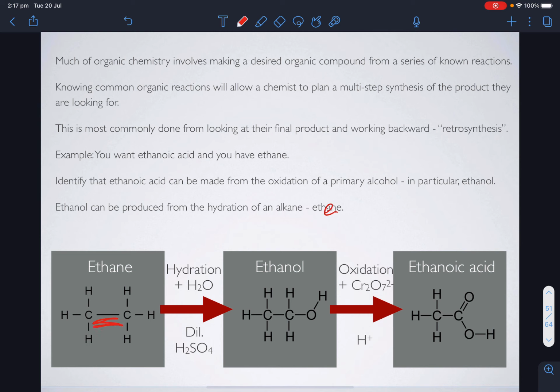I should change that. So if I had ethene, let's say I could buy that off the shelf. What I know then is working forwards that I can do a hydration reaction to change it to ethanol, and then an oxidation reaction to change it to ethanoic acid. Okay, so it's retrosynthesis, looking at what you want and taking a step backwards until you can get something that's common enough that you have it.